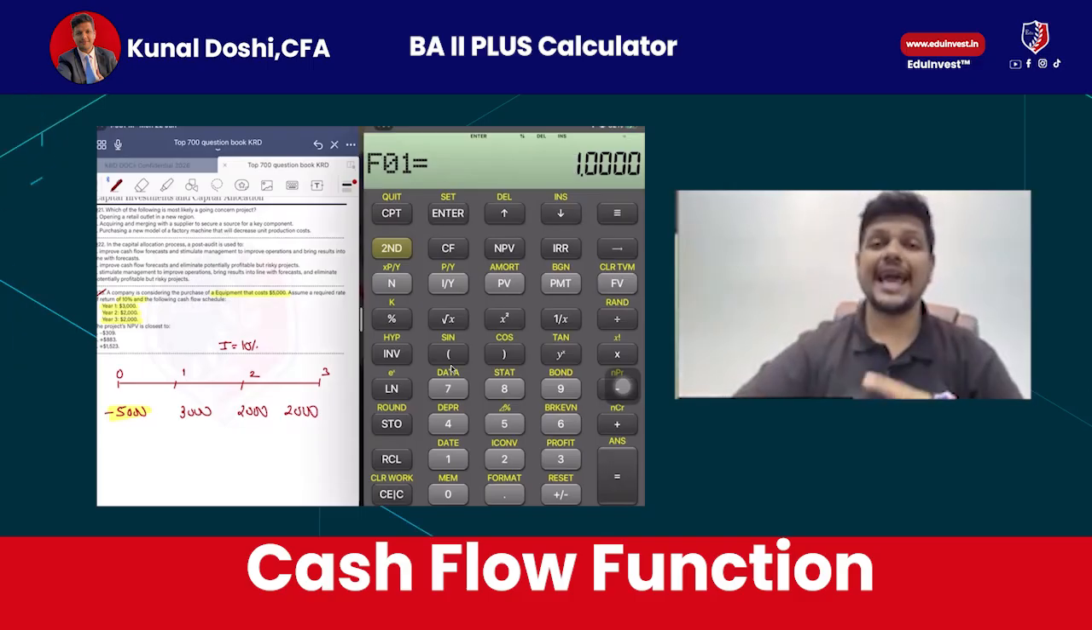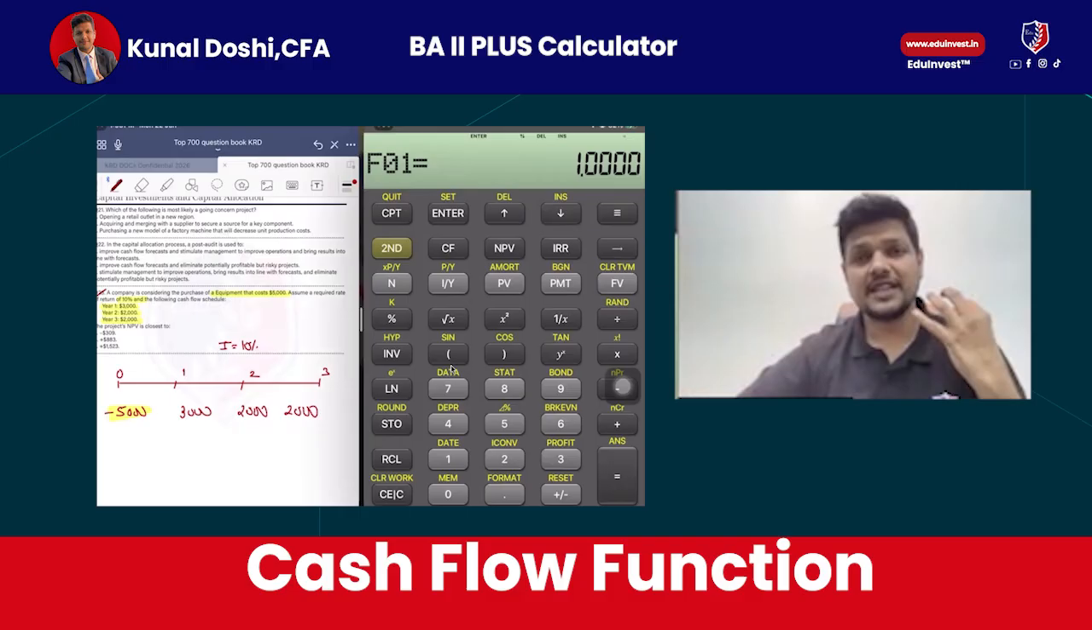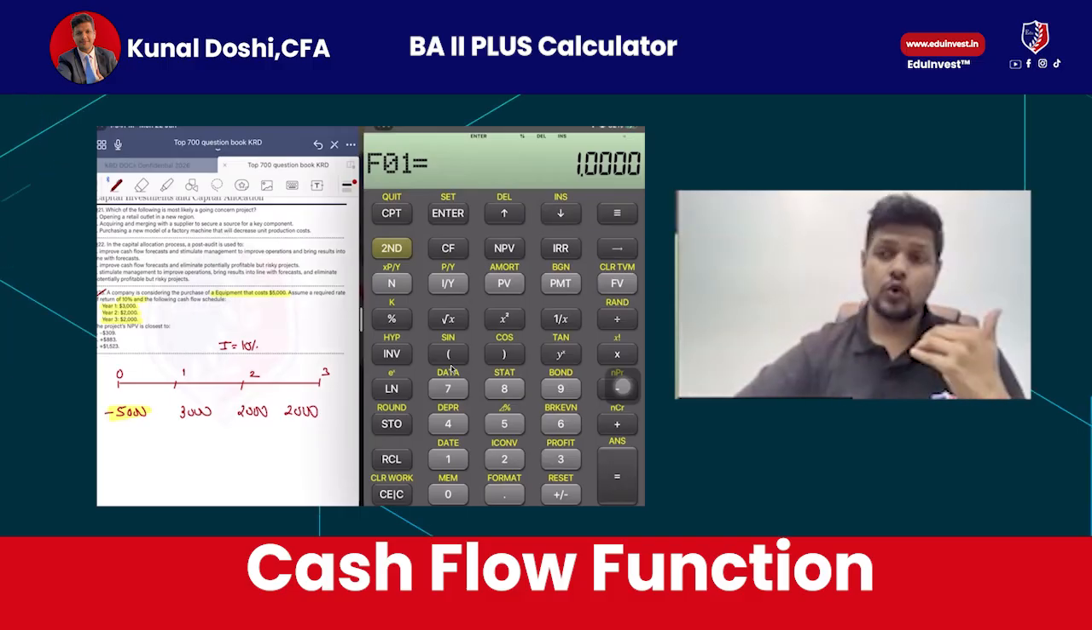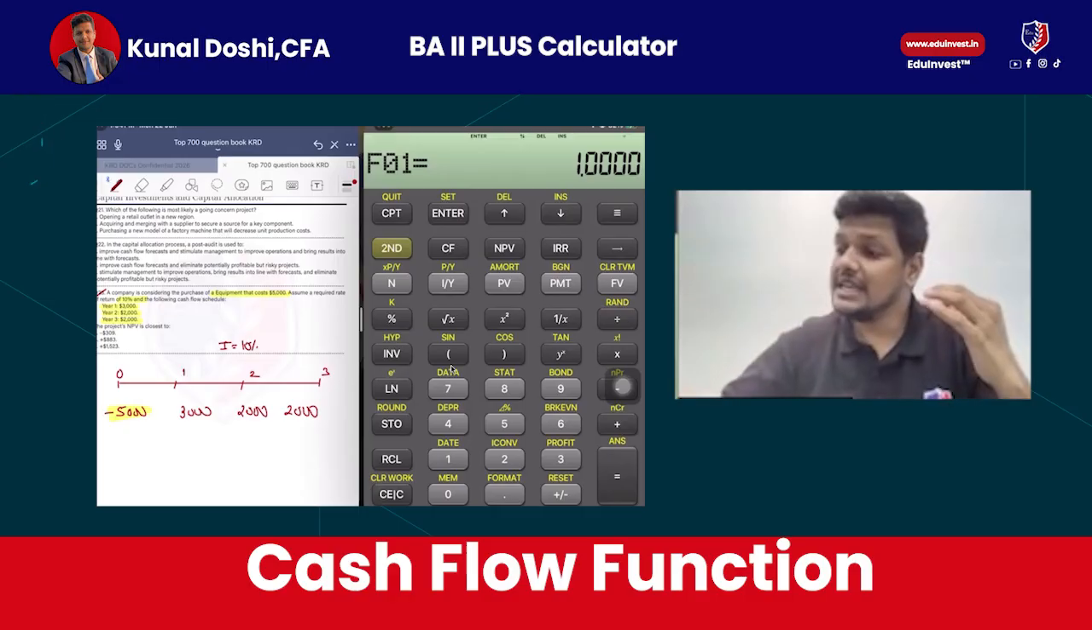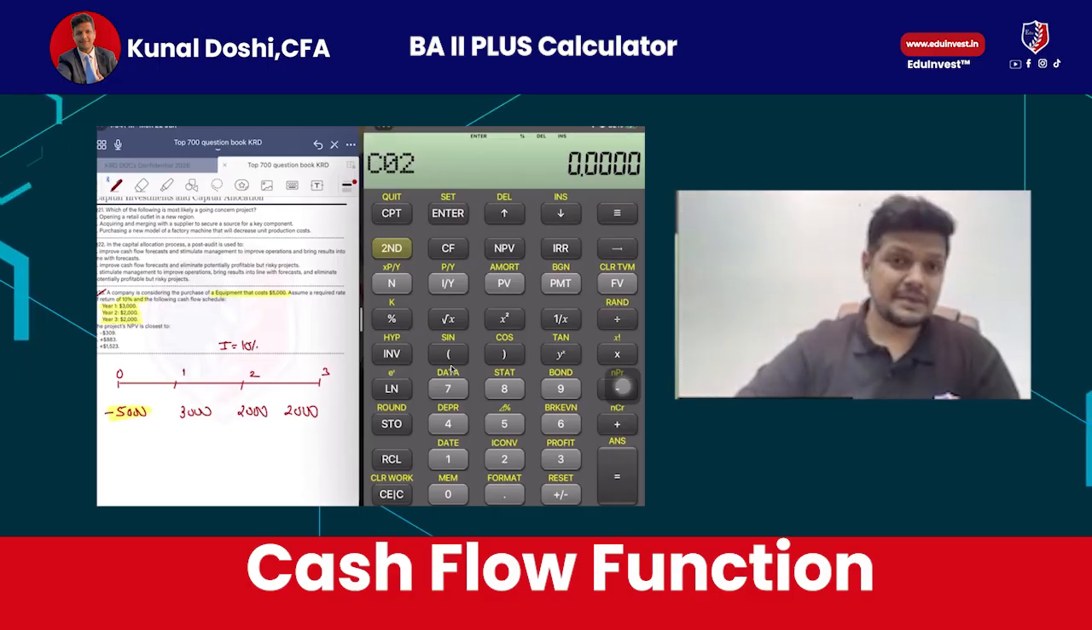But now you will notice the F frequency has changed to 1. Basically, frequency means how many times you have 3,000. Well, in our equation here, we have 3,000 just once. Correct? So we'll move to the next cash flow, that is in year 2, that is C02. The C02 only opens when you have put something in C01.